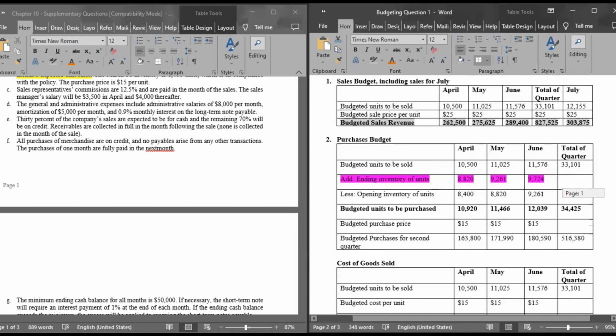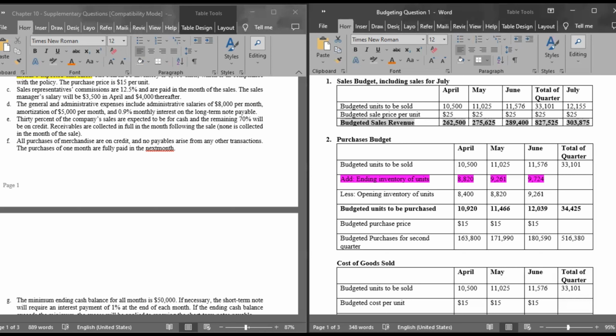So we need to refer to the second budget, and that is purchases. This budget will tell you how much purchases we have made in these different months. In the month of April, we need to purchase 163,800 of merchandise. In May, we have purchased 171,990. In June, we have purchased 180,590. These are the purchases for the respective months, but the condition is that all these purchases are 100% on credit, and fully paid in the month following the month of purchase.